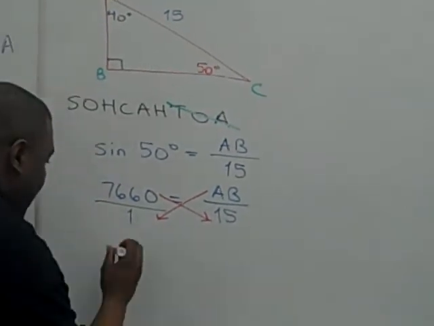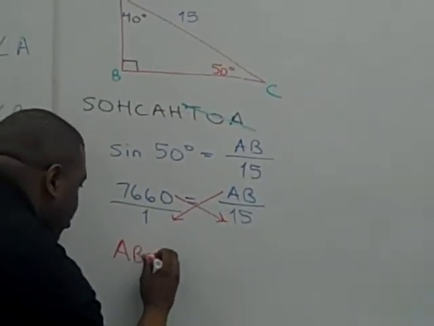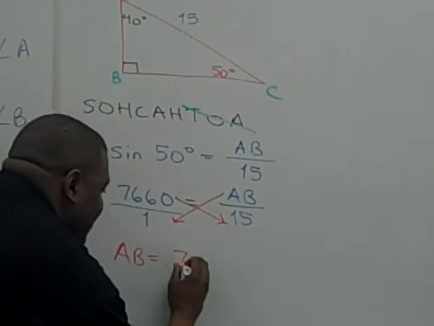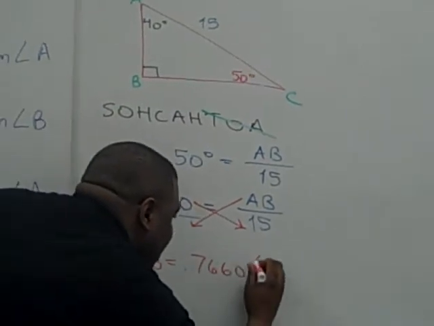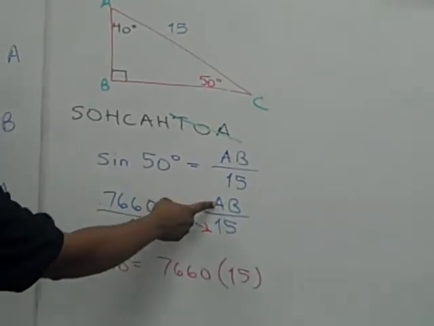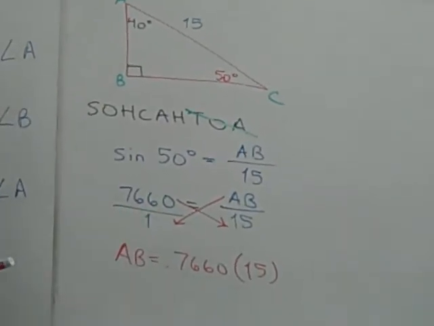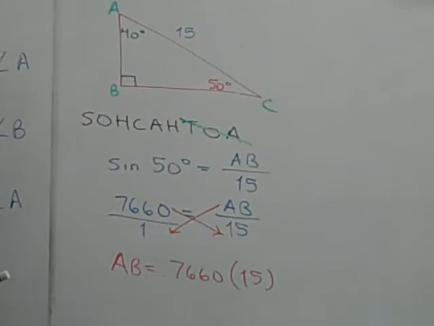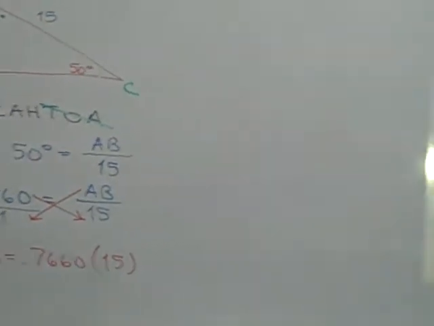So that gives me AB equal to 0.7660 times 15. All right? Because AB times 1 is AB. So all you gotta do is multiply these two numbers and we're done. So go to your calculator, type in 0.7660 and times it by 15 to get 11.49.